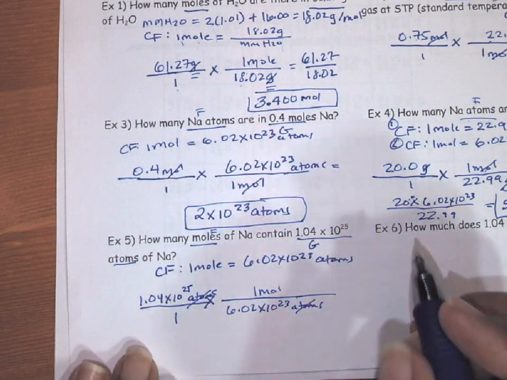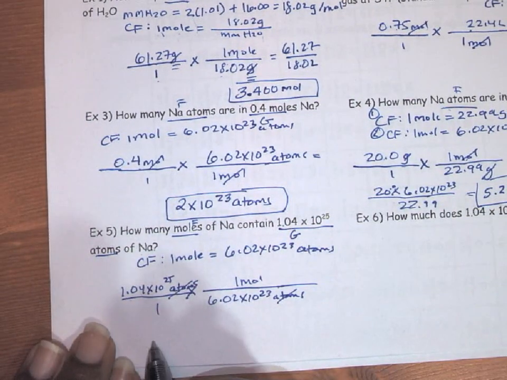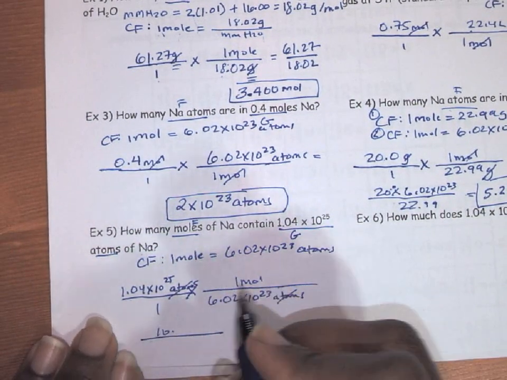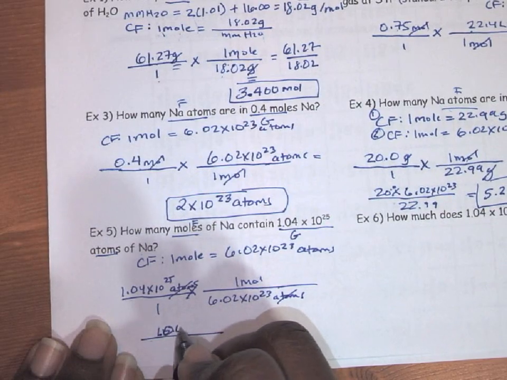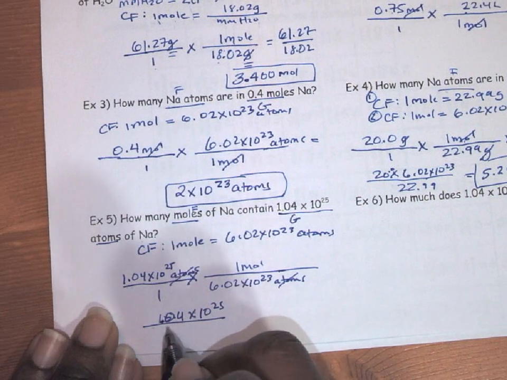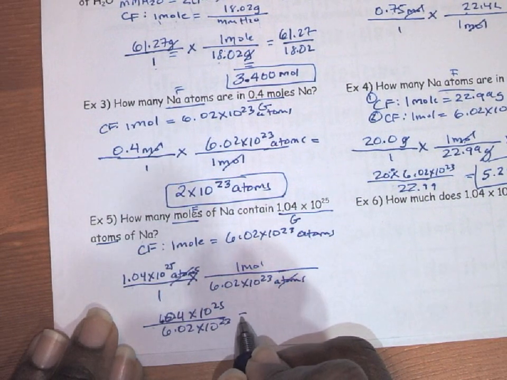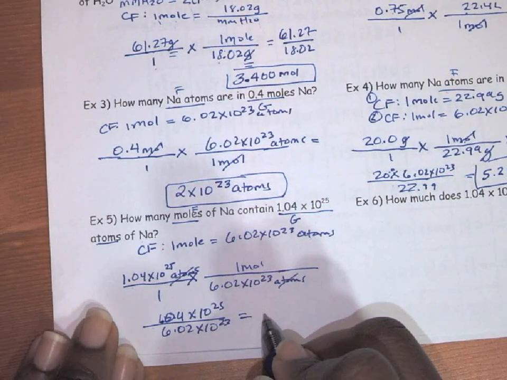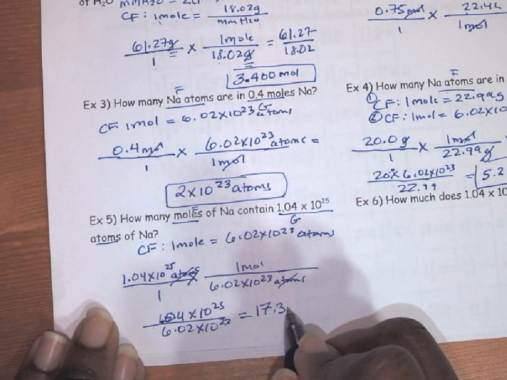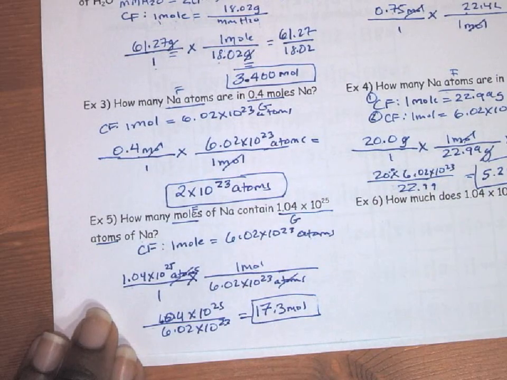All right, so now what does the math look like here? You're going to essentially be dividing these two numbers. You're going to have 1.04 times 10 to the 25, and then you're going to divide it by 6.02 times 10 to the 23. And then when you do that, you're going to get 17.3 moles. All right, and I'll show you what that looks like in the calculator so you can see me put it in.